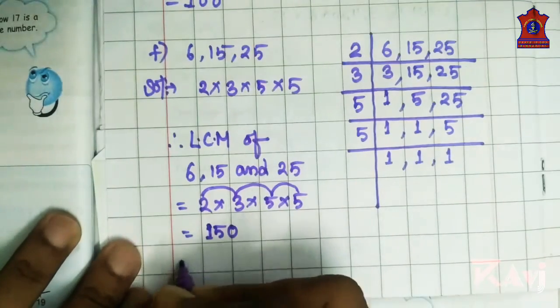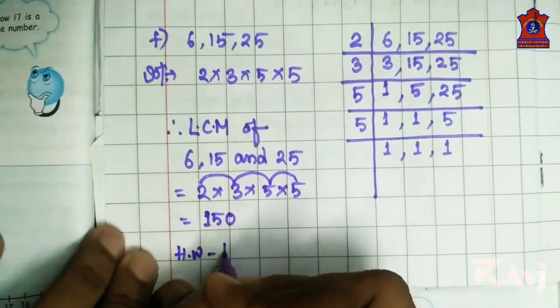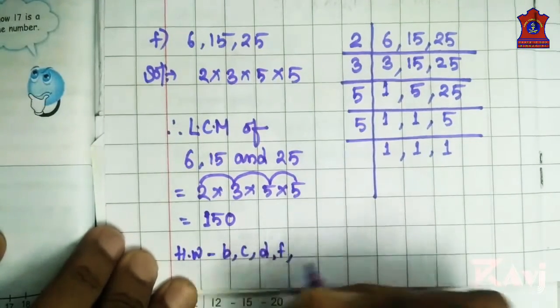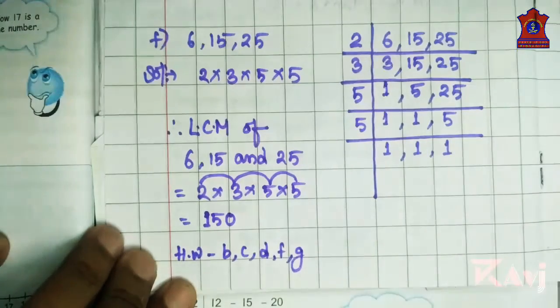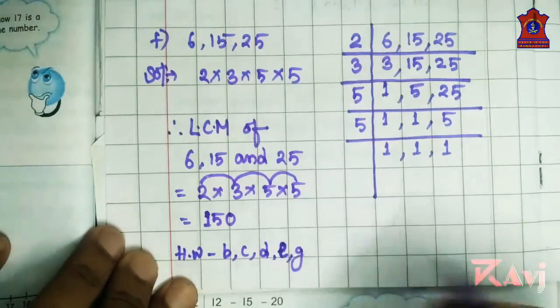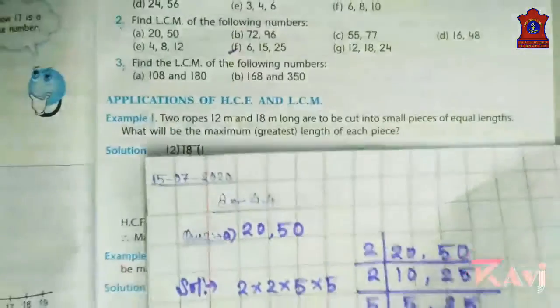Like, you have to try these questions. Question number B, C, D, E and G. A and F are done by me. So B, C, D, E and G you have to do by yourself.